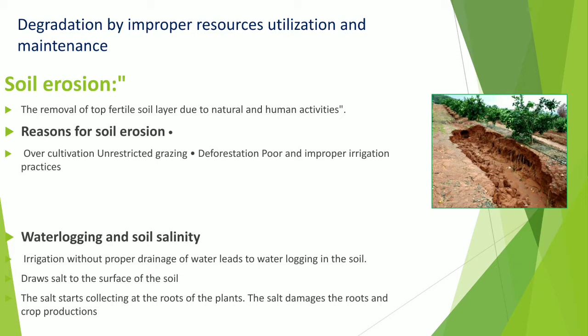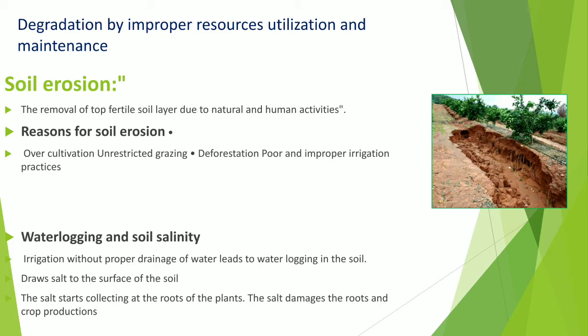So one such thing is called soil erosion. Here you can see the picture. What is happening there: due to the unfertility of the soil, or due to the complete use of the soil, the upper part of the soil goes away due to the rain and other natural calamities, and that is called soil erosion. In other words, we say it is the removal of the top fertile soil layer due to natural as well as human activities.